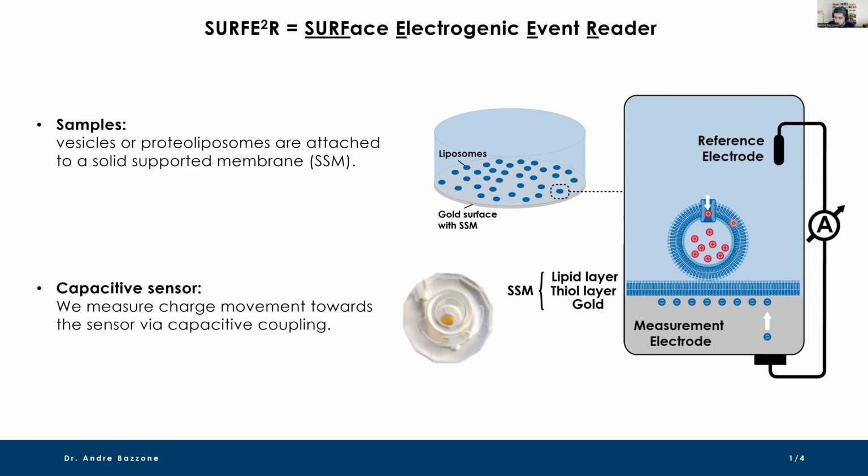How does the measurement work? We actually perform a fast solution exchange, providing the substrate. The charged substrate moves across the membrane, charging the sample membrane. And this in turn charges the measurement electrode below, which is measured.